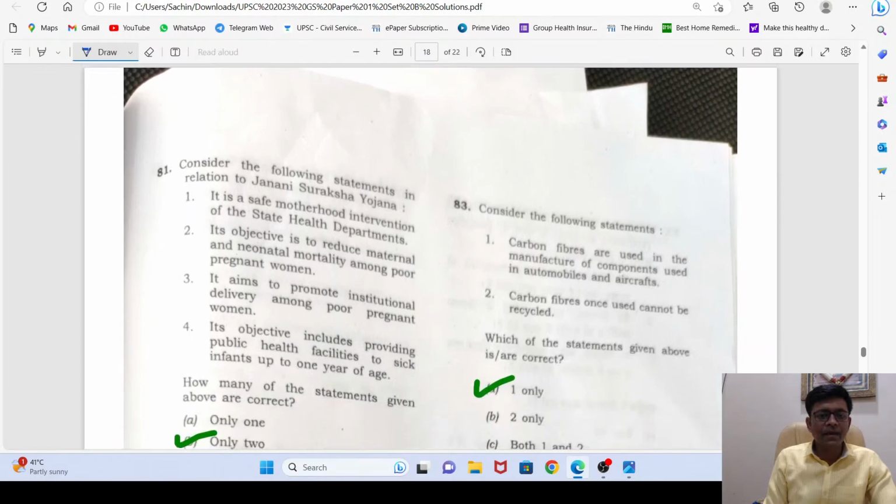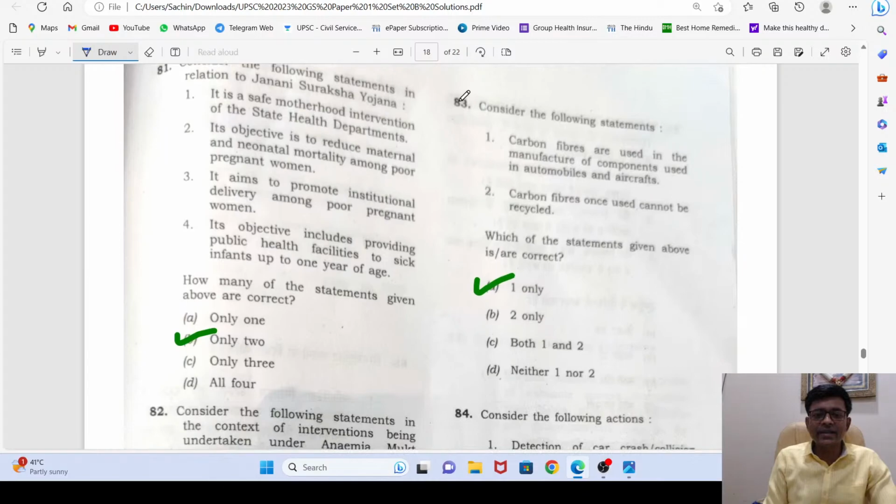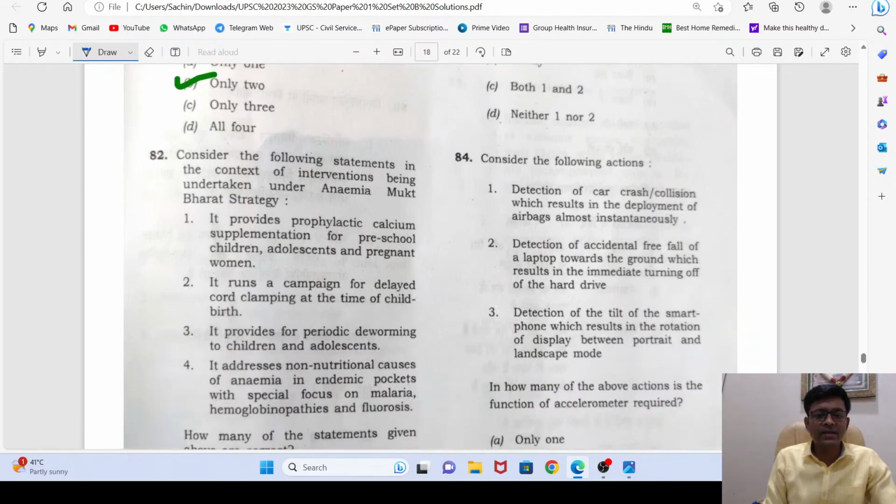Let's go ahead. Janani Suraksha Yojana scheme part. Question number 83 is our environment and ecology cum science and technology. See, carbon fibers are used in the manufacture of components used in automobiles and aircraft. That is correct. And carbon fibers can be recycled. But the second statement is saying carbon fibers once used cannot be recycled. That is wrong. That's why your answer is A, one only. Only the first statement is correct. Okay, let's go ahead.